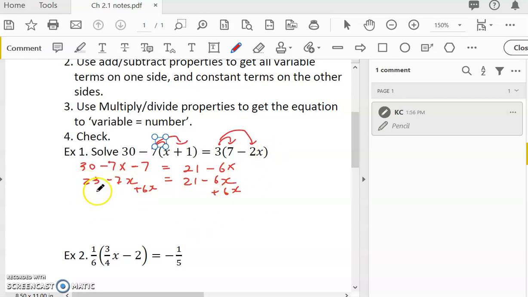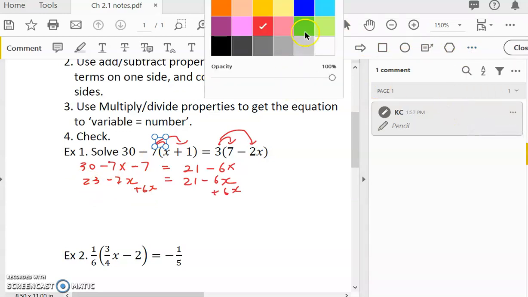So maybe I'll use the other pen. So change it to blue. So actually the whole thing changed to blue. So never mind.